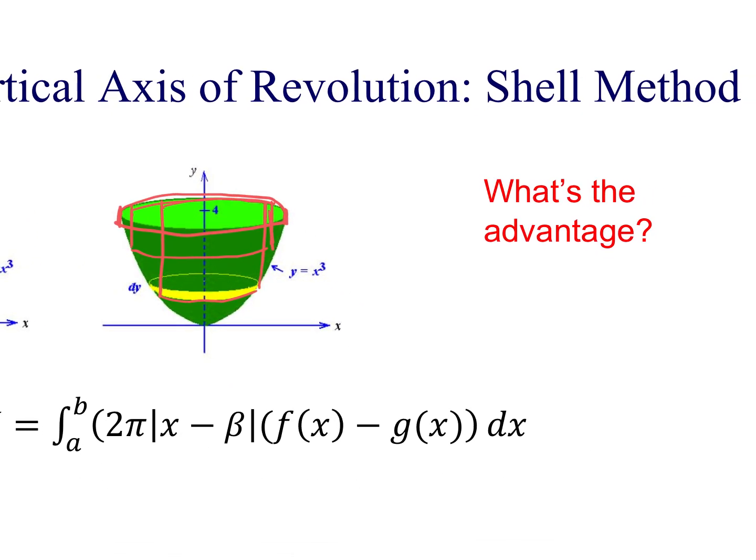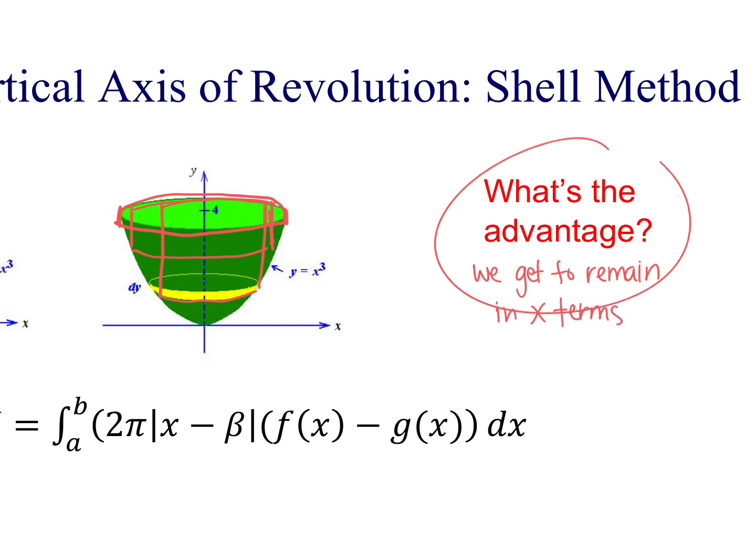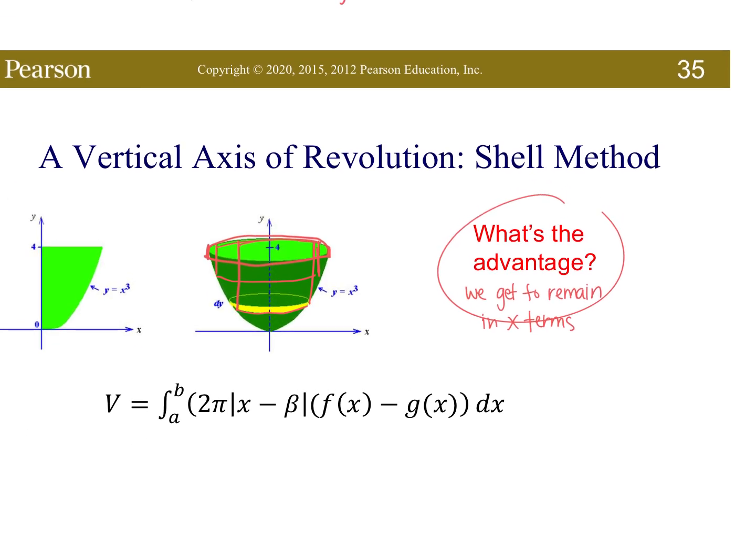And again, what's the advantage? The advantage is we get to stay in x. That's the big advantage. The downside is people forget the absolute values. The downside is people forget the subtraction of both the beta and maybe of the other curves. So let's try setting this up and just see how this is going to work.